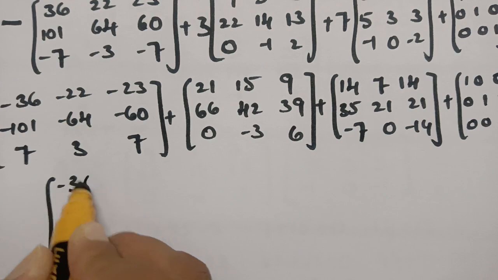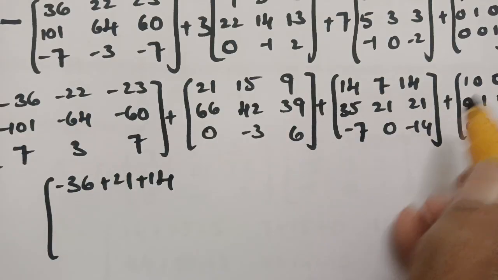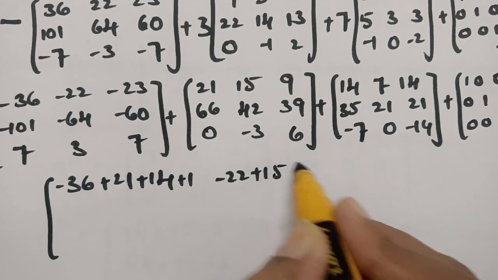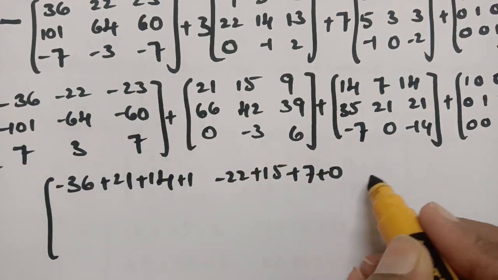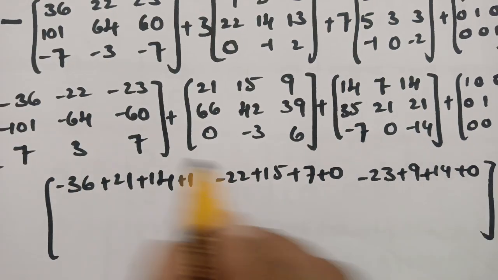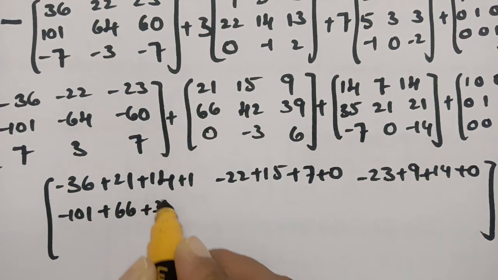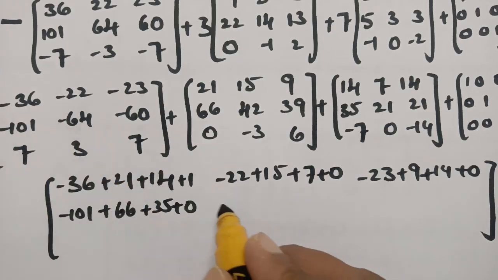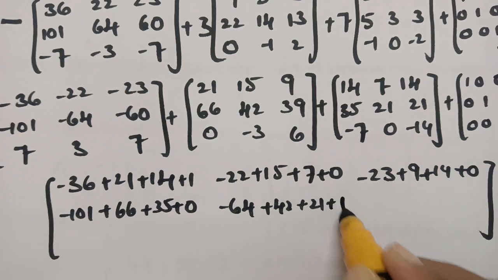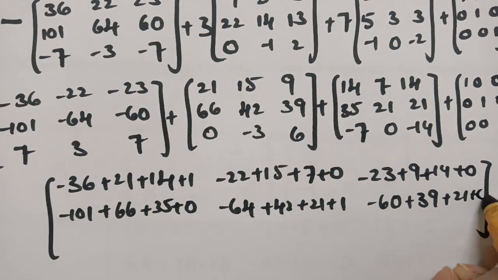See, this is minus 36, so this is plus 21. So this is going to become 14 and this is going to become 1. Clear? This will be minus 22 plus 15 plus 7 plus 0. And this is minus 23 plus 9 plus 14 plus 0. Clear? And this is minus 101 plus 66 plus 35 plus 0. And this is minus 64 plus 42 plus 21 plus 1. So this is minus 60 plus 39 plus 21 plus 0.